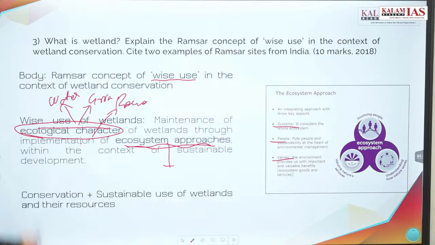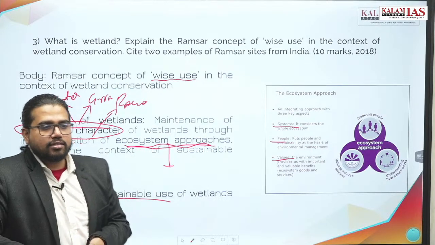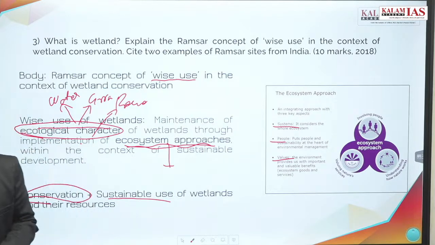If nothing is working, you should write this: conservation of the wetland plus sustainable use of the resources. If those two are coming together, we will say that some kind of wise use is happening. Okay?